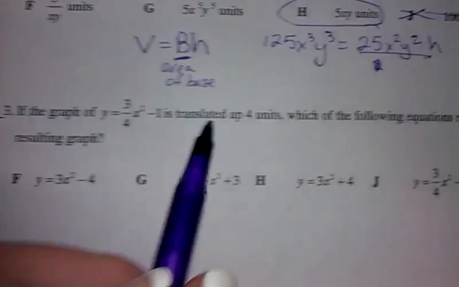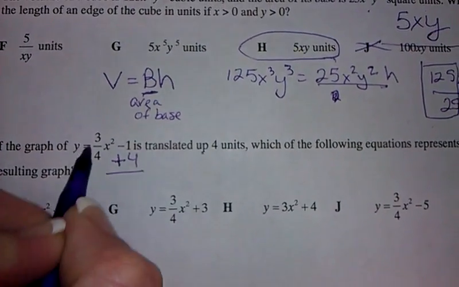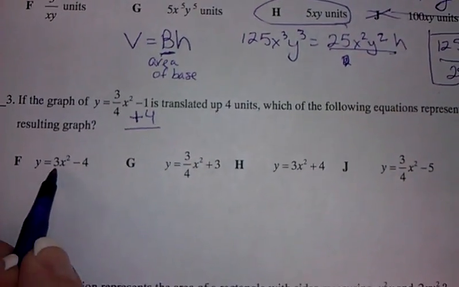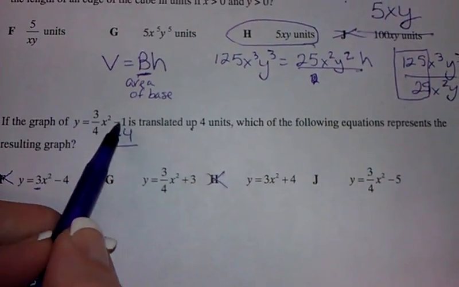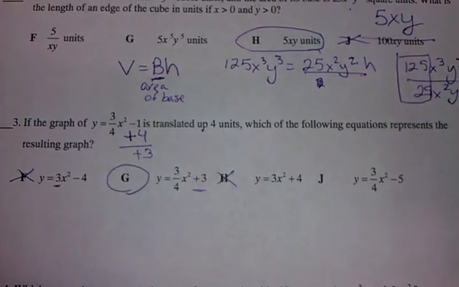I also go on my paper, and since I'm going up, I add, and I add 4. This number right here affects the width, and this stays the same. So it's not this one, not this one. Negative 1 plus 4 is plus 3. There's my plus 3. G is my answer.